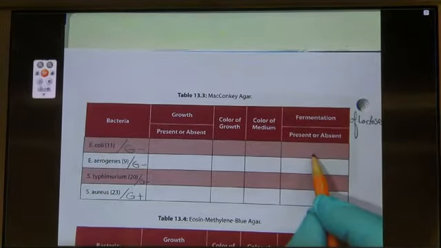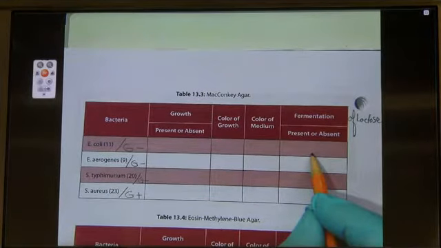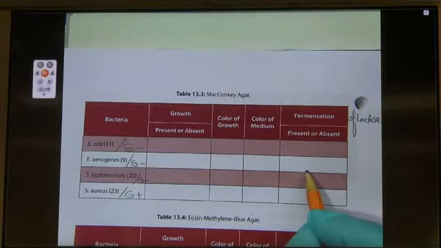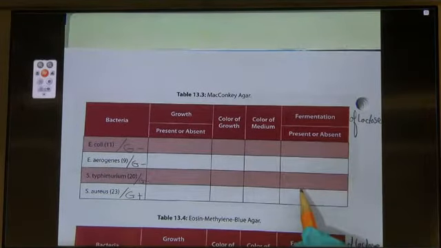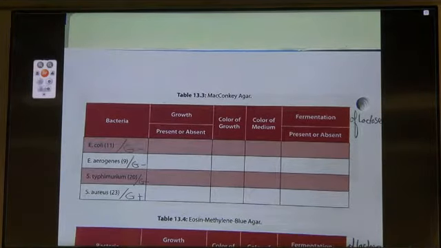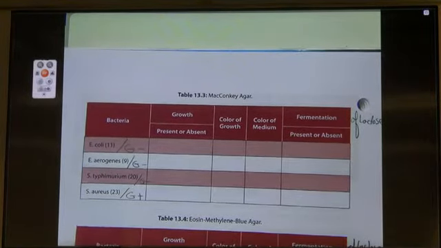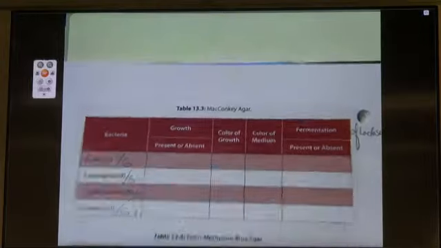Fermentation for E. coli, positive. Fermentation for aerogenes, positive or present. Salmonella typhimurium, absent. And Staph aureus, not applicable. All right. Let's move on to the next plate, please. Eosin methylene blue.